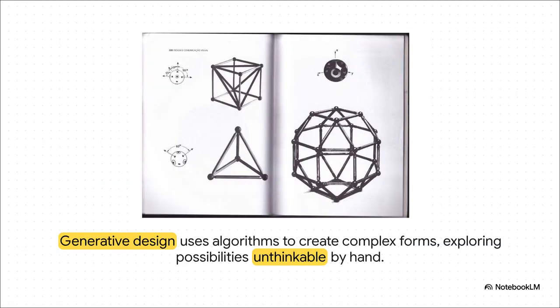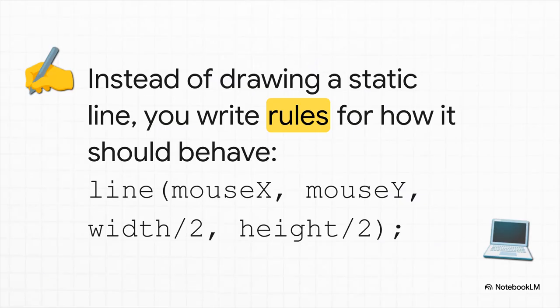So instead of drawing every last detail by hand, designers can now write the rules for a design. This is what we call generative design, where an algorithm creates these incredibly complex forms, like this 3D Voronoi diagram. The designer just sets the basic parameters, and the computer explores thousands of possibilities, creating things that would be impossible to dream up manually.